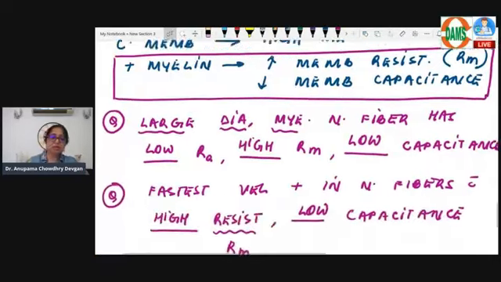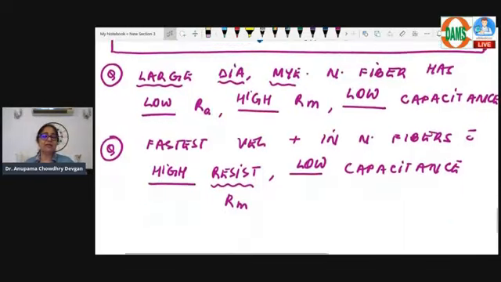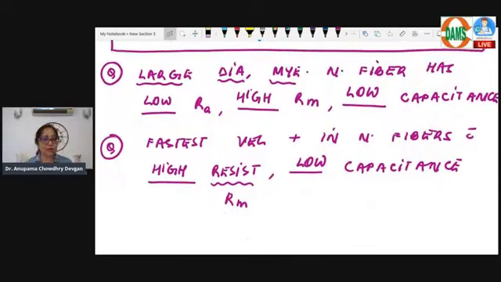So I did this question with you that a large diameter nerve fiber has a low axoplasmic resistance, high membrane resistance, and therefore a low capacitance. Overall capacitance will be low, right? Fastest velocity, therefore, will be seen in the nerve fiber with high resistance and low capacitance.